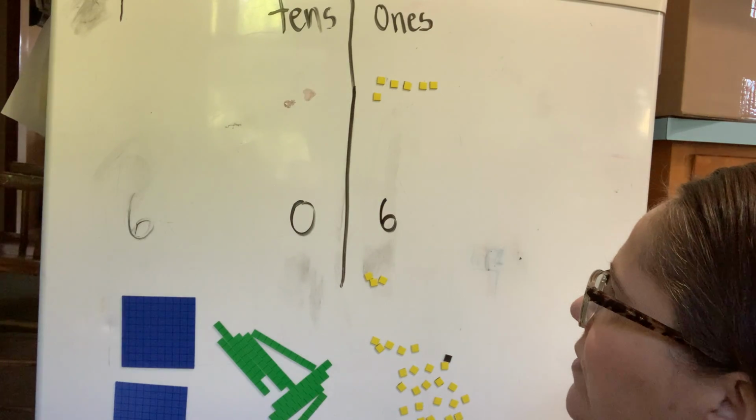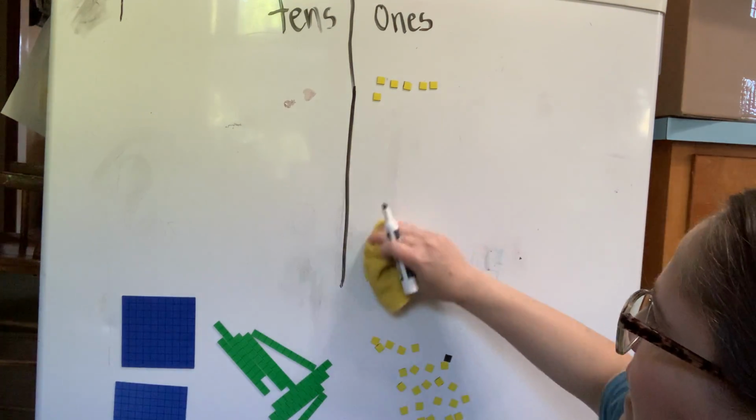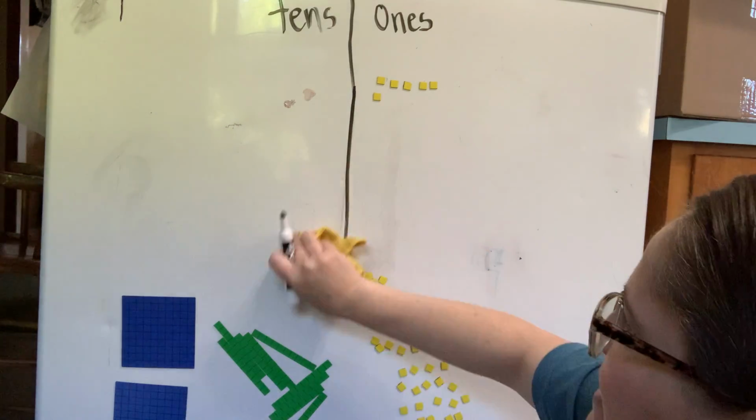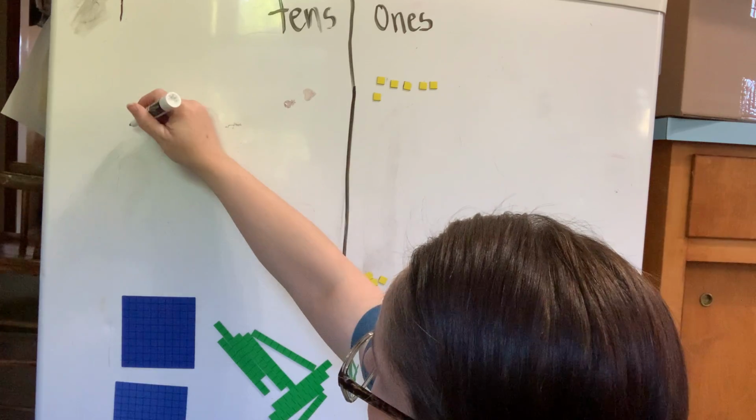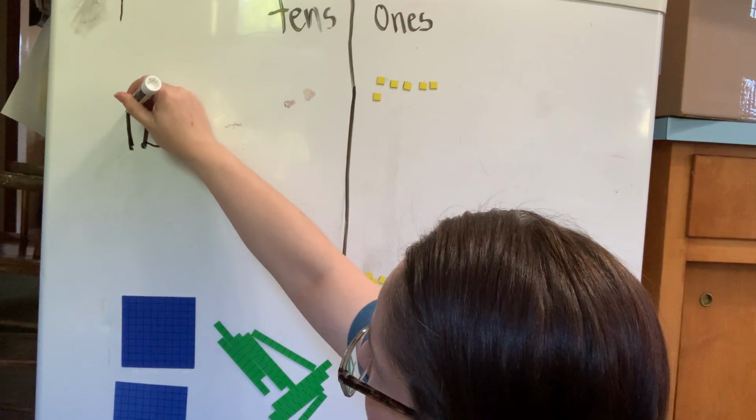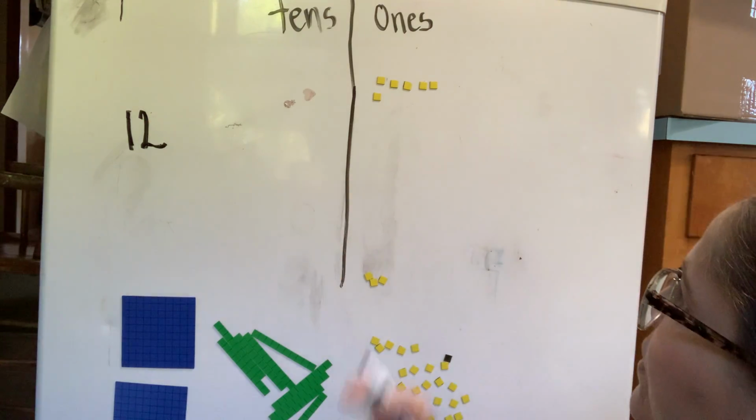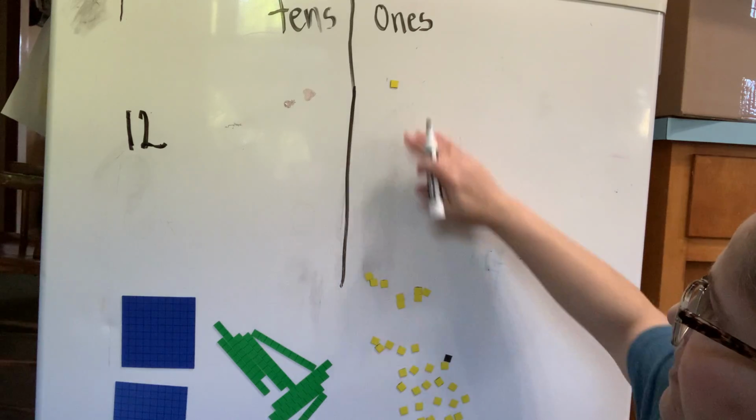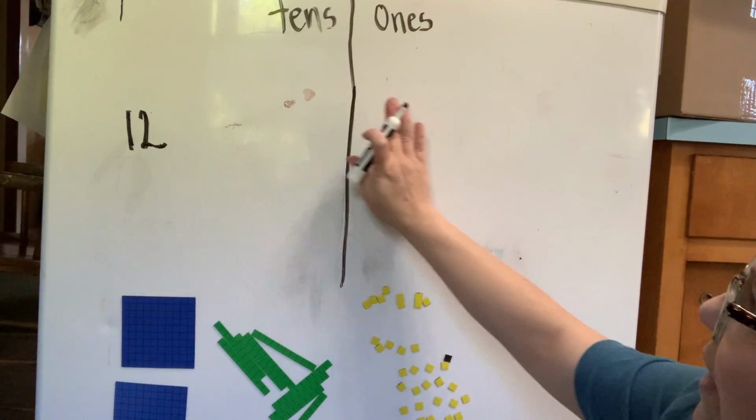How about, let's try another teen number, because I think those can be a little bit tricky. How about just the number 12? The number 12. So a 1 and a 2, the number 12. Take time to build it. How many tens? How many ones?